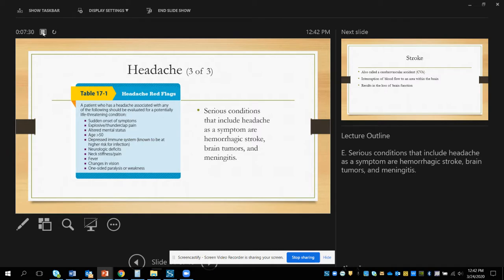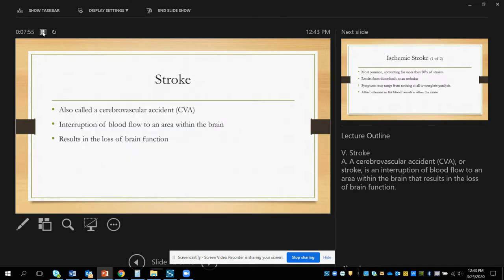Neck stiffness and pain, that's going to be more on the side of meningitis, so chin to chest. If there's pain with that, that's not normal. Fever, usually coupled hand in hand with that as well. And then changes in vision, or again, one-sided paralysis or weakness. So these are things that we're looking at for if they have a headache and they are complaining of these things, or they have these other signs and symptoms that we believe something more serious is probably going on.